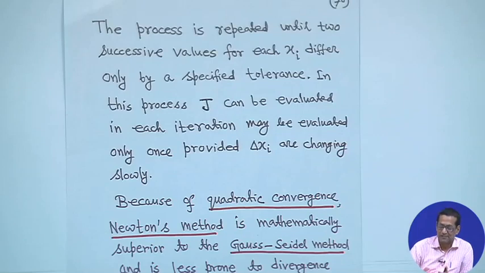In this process, J can be evaluated in each iteration, or may be evaluated only once, provided delta x i are changing slowly. If the change in delta x is very small, then the change in the values of x will be very small. So the Jacobian matrix J, instead of being evaluated in every iteration, can be computed in the first few iterations, and after that retained constant throughout the iterative process, right.